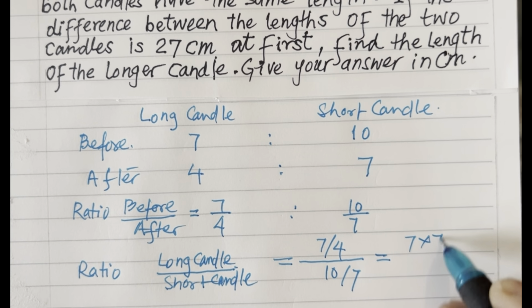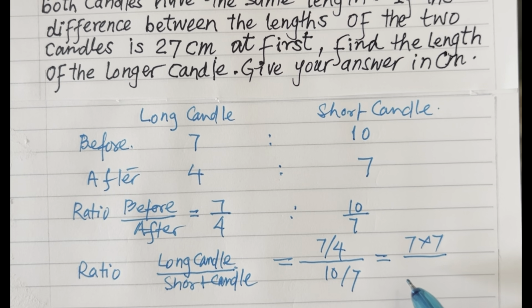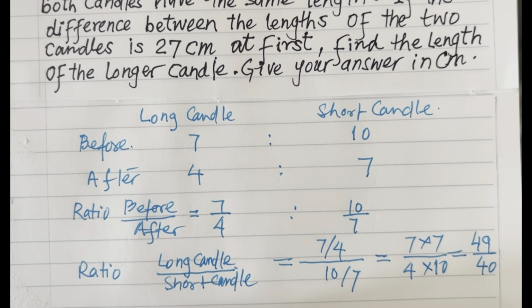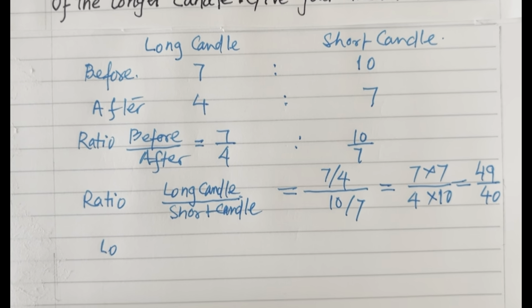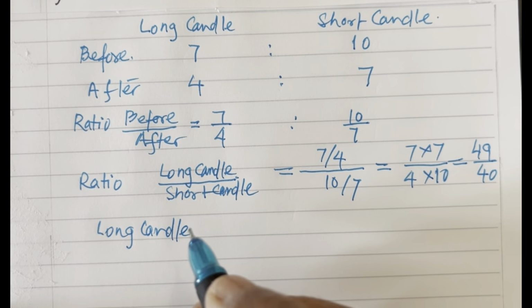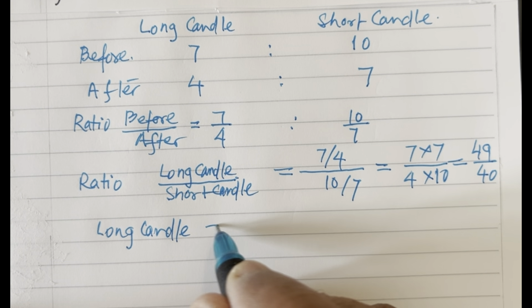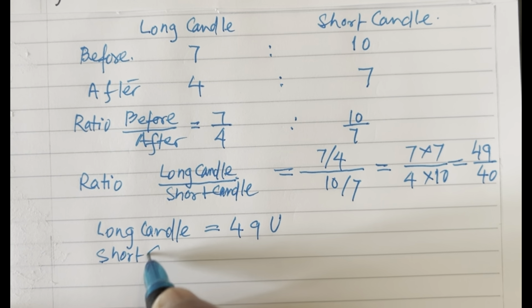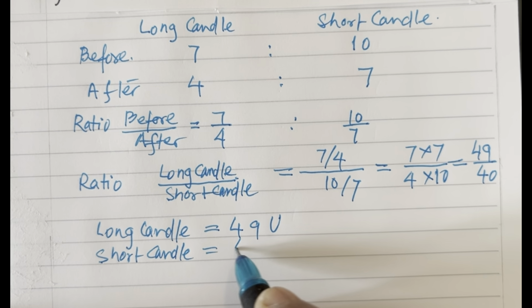So this becomes 7 multiplied by 7 to 4 multiplied by 10. So what we get is 49/40, right? So it is clear the long candle is equal to 49 units of length and the short candle is equal to 40 units of length.